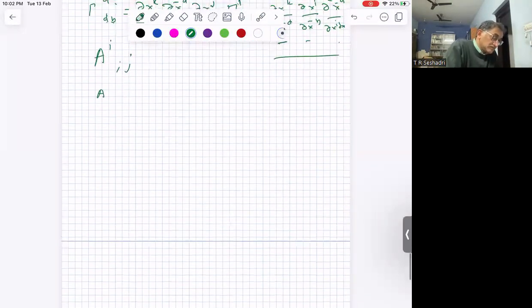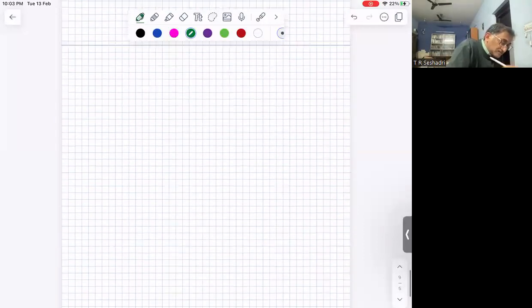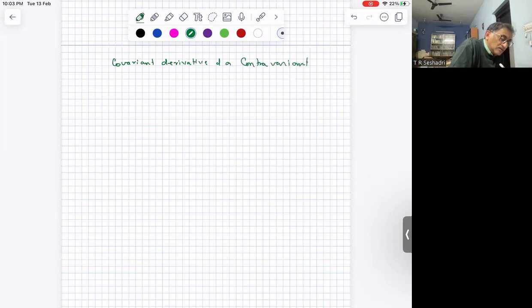Now, let us do one step further. I have the covariant derivative of a contravariant vector, which is Ai;j is equal to Ai,j plus gamma ikj Ak.